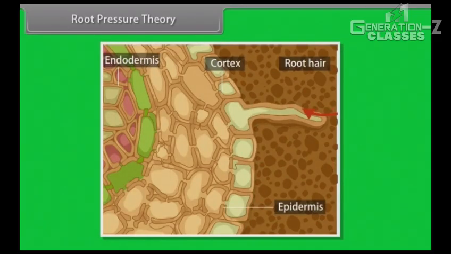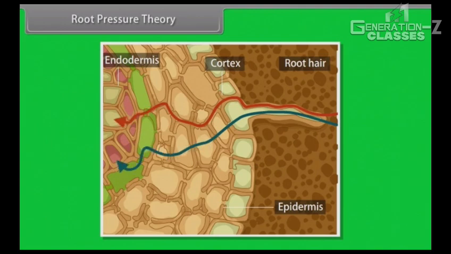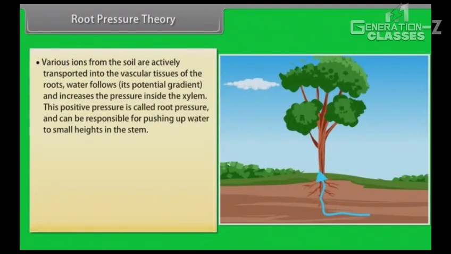Root pressure theory. Till now we have learnt how plants absorb water from the soil and move it into the vascular tissues. Now we will learn how this water is transported to various parts of the plant. Various ions from the soil are actively transported into the vascular tissues of the roots. Water follows its potential gradient and increases the pressure inside the xylem. This positive pressure is called root pressure and can be responsible for pushing up water to small heights in the stem.